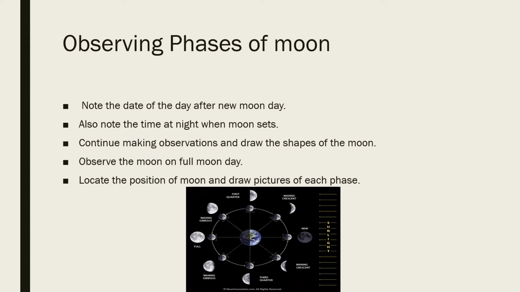Now, our topic is about observing the phases of the moon. Note the date of the day after a new moon day. Also note the time at night when the moon sets. Continue making observations and draw the shapes of the moon. Observe the moon on a full moon day. Locate the position of the moon and draw pictures of each phase. You can observe the change in phases of the moon.